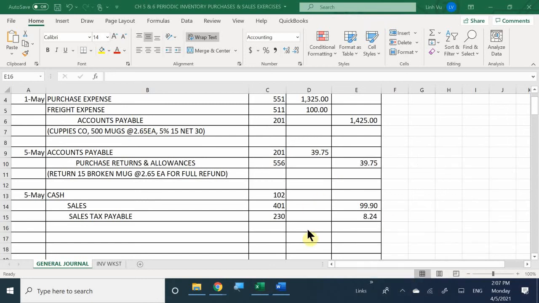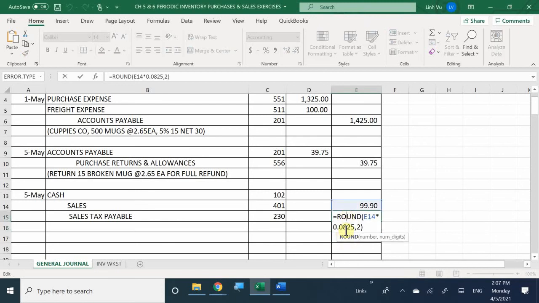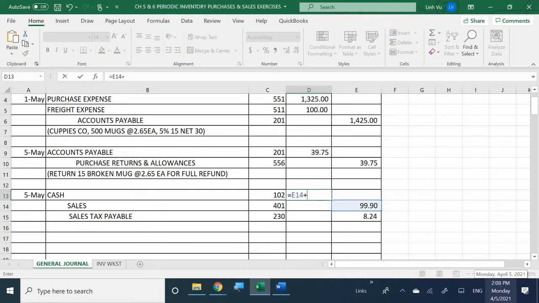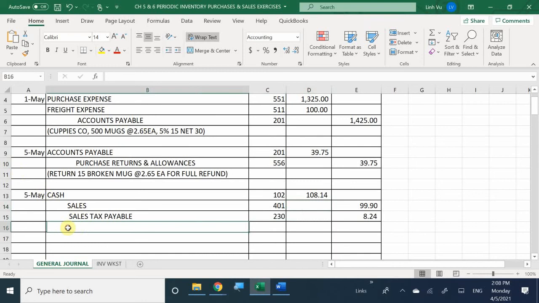Right. So I went ahead and used equal round in my formula. I took my 9.99 multiplied by my 8.25%, comma 2, because I want 2 decimal places. So what is my total tax I should be collecting? $8.24. So therefore, in grand total, how much cash should I be receiving? $108.14.